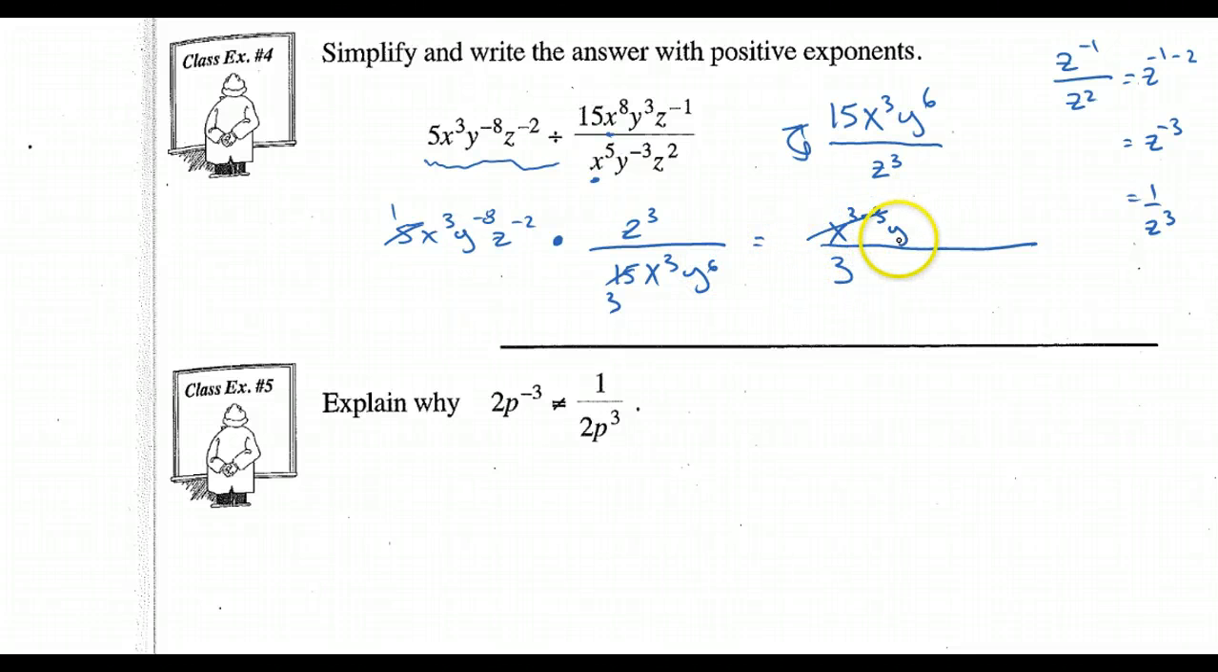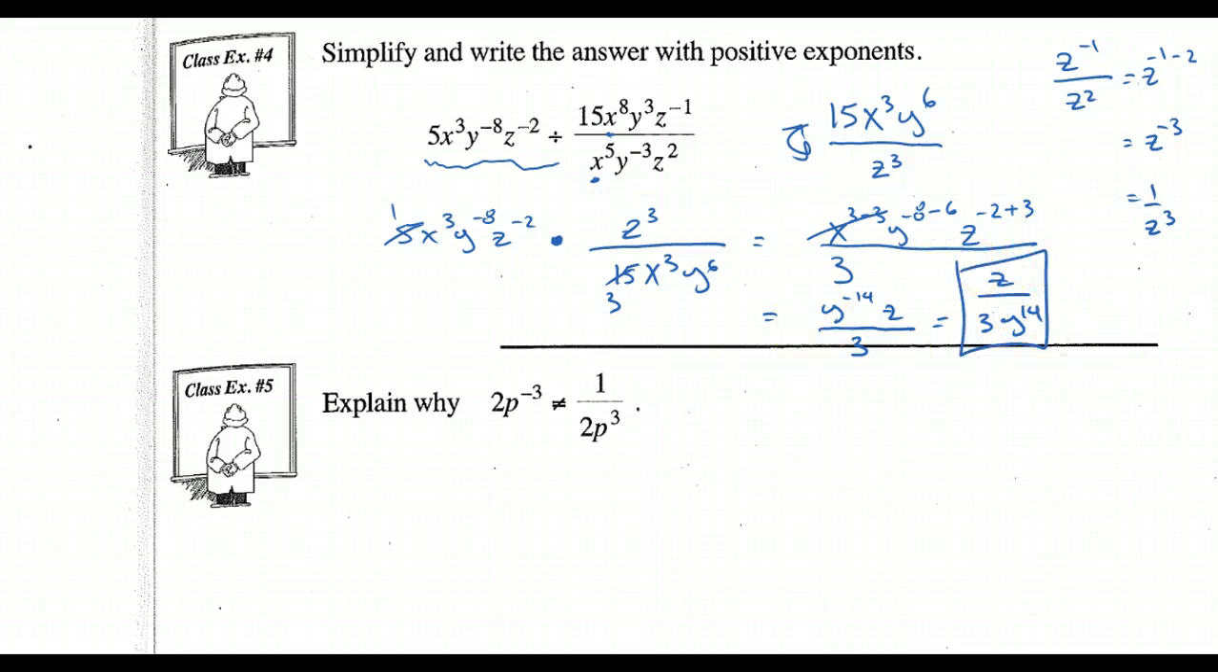I have y to the negative 8 minus 6. And it looks like I have z to the negative 2 plus 3. Okay, why plus in this case? Well, the z's are on the top. I'm multiplying whatever's on the top and dividing whatever's on the bottom. Let me simplify this. So y to the negative 14, z to the 1 over 3. Finally, it's going to be z on top over 3y to the 14.